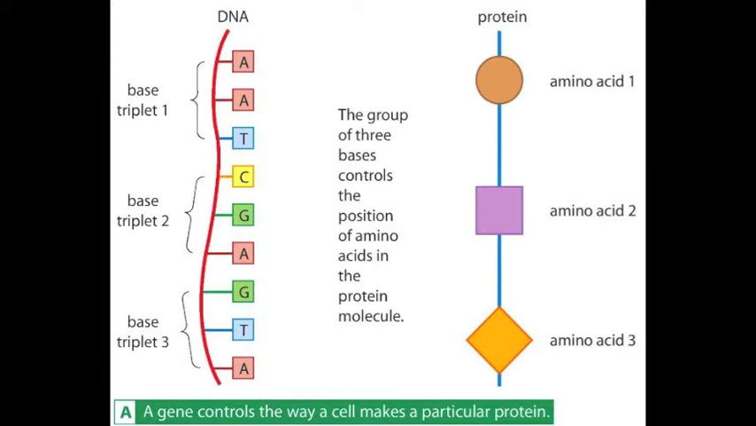A gene is a section of DNA. The differences between one molecule of DNA and another, and therefore one gene and another, are the result of a difference in the order of bases along it. The order of the bases of our genes is our genetic code.